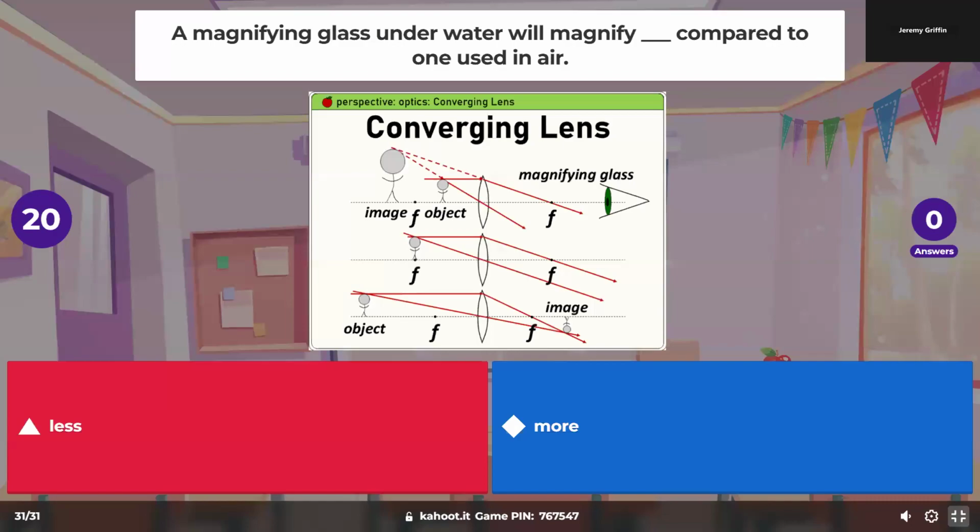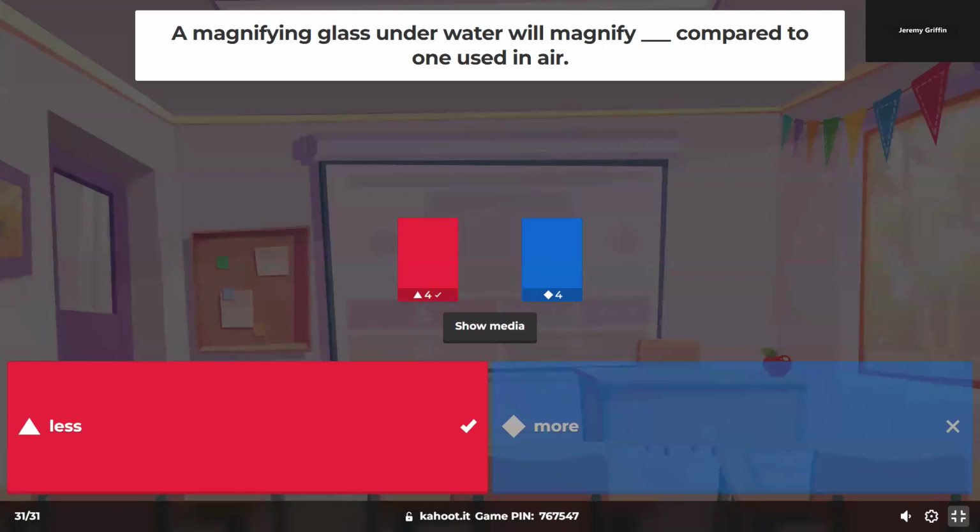A magnifying glass will magnify. Here, guys, this has to do with indices of refraction. The index of refraction of air is 1, glass we'll call 1.5, water is 1.33. So underwater, it's not going to magnify as much, because the difference in indices of refraction is really small. You get a greater difference from glass to air.